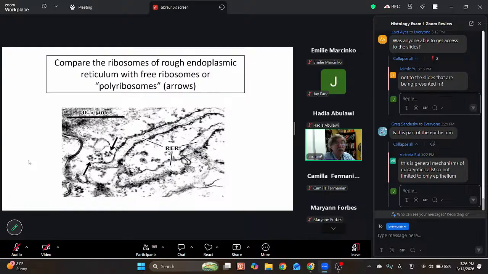Here's a higher magnification view showing you several flattened cisternae of rough endoplasmic reticulum. And again, we see lots of ribosomes on the surface of the rough endoplasmic reticulum. But in addition to that, we see some ribosomes which seem to be free. They are not attached to the surface of the rough endoplasmic reticulum. Here's an arrow pointing towards a grouping of several free ribosomes. These free ribosomes are sometimes called polyribosomes because they are actually all linked together by a mRNA. There's an mRNA which is helping in the process of protein production. So the ribosomes are actually moving along the mRNA in the process of producing protein. And because there's a series of ribosomes moving along a single piece of mRNA, they all seem to cluster together.